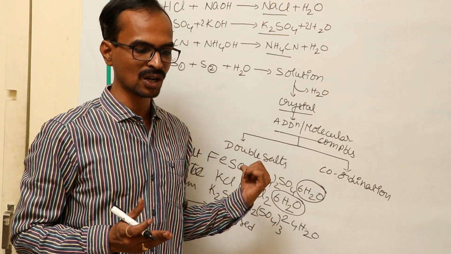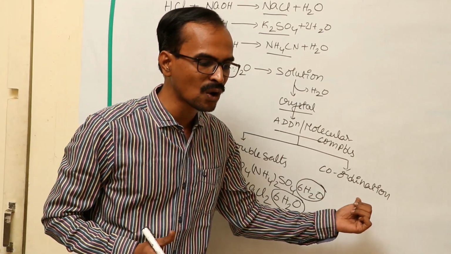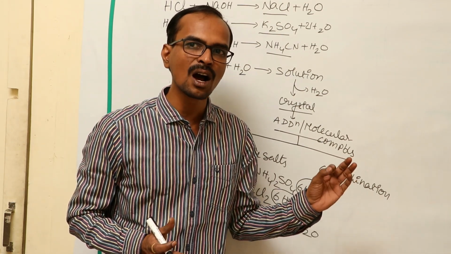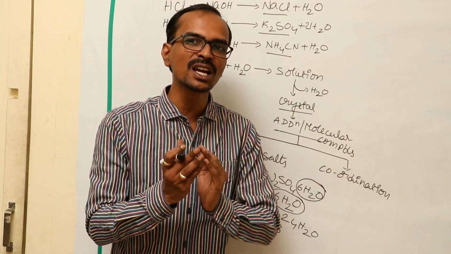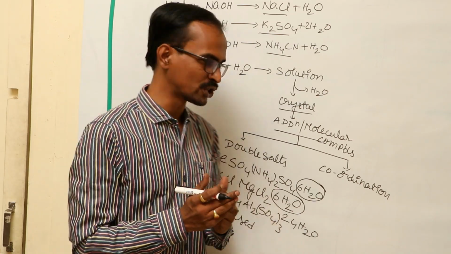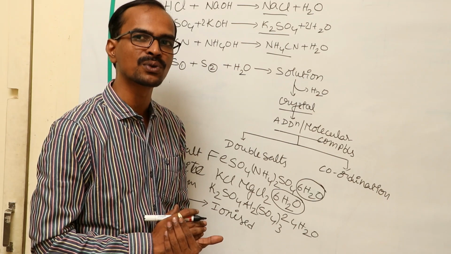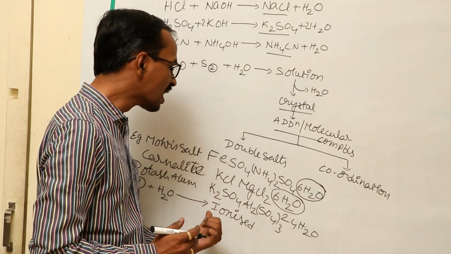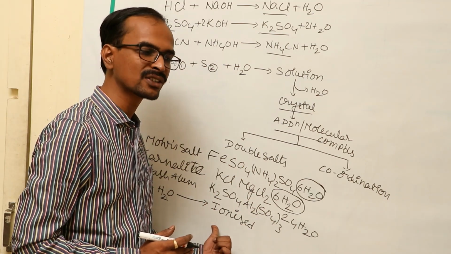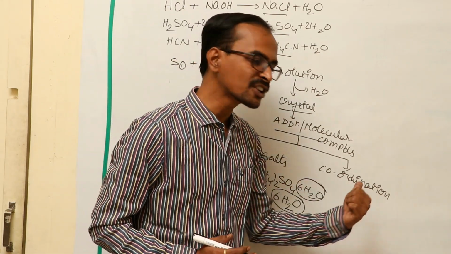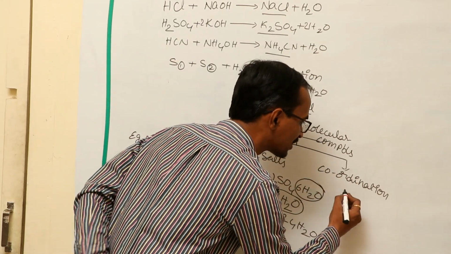Whereas coordination compounds are the compounds which are partially ionized in aqueous solutions. The major difference between double salts and coordination compounds is that double salts are completely ionized in aqueous solution, whereas coordination compounds are partially ionized in aqueous solution.